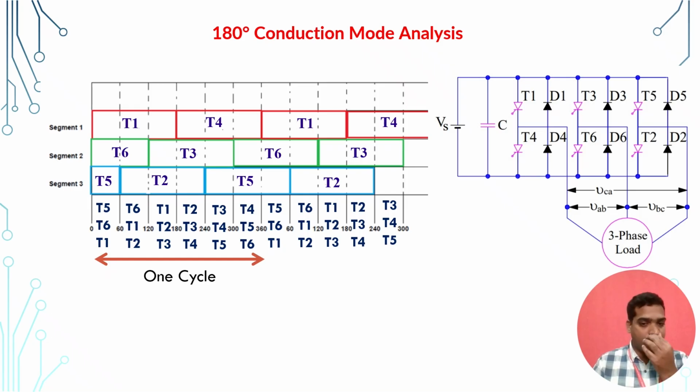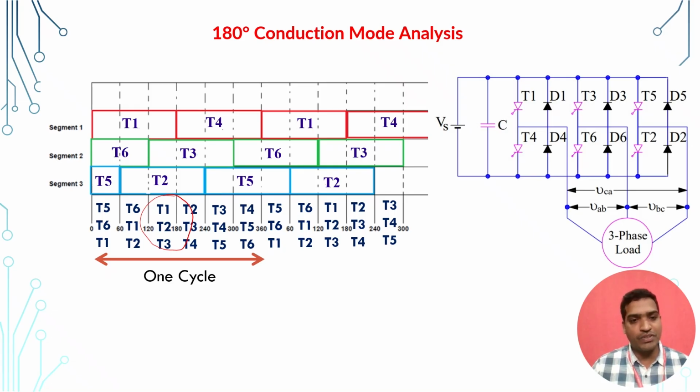So now we observe that, coming to one complete cycle, that is from 0 to 360 degrees, the first part is 0 to 60 degrees, in which devices T5, T6, T1 are turned on at a time. From 60 to 120 degrees, T6, T1, T2 are turned on, and similarly from 120 to 180 degrees, T1, T2, T3 are turned on. From 180 to 240, T2, T3, T4. From 240 to 300 degrees, T3, T4, T5. From 300 to 360 degrees, T4, T5, T6. Like that the cycle will start repeating.